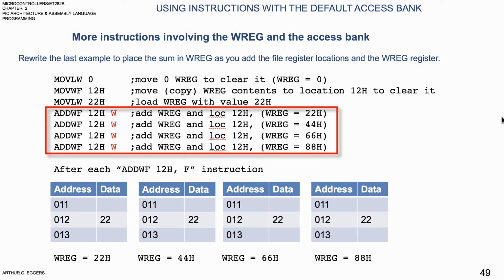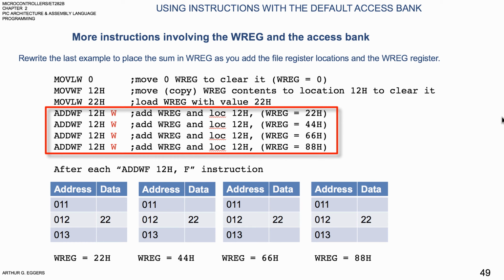So we're going to add the working register to the file at 12, and when we do that, we end up with our first value of 22 hex. Now the next step says do the same thing again, 22 to the existing 22, and now we're at 44. We do it again a third time, and now we're up to 66. Then a 4th time we're going to add the working register value of 66 to the 22 that's sitting at the location, and we get 88 hex.